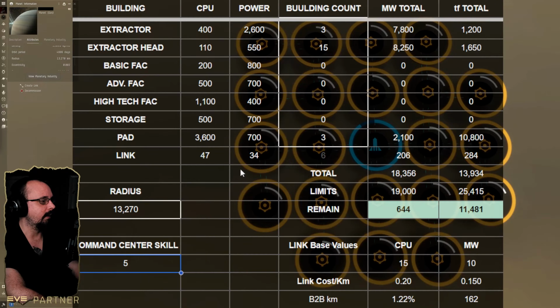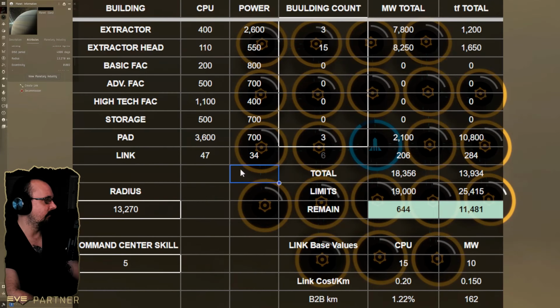Down here I have a command center skill. So if you go command center skill 1, it's going to scale the whole limit down. As you can see, our limit turns to like 9,000 and our CPU is like 7,057. But if we go up to command center 5, then we get the 19,000 and the 25,000 respectively.